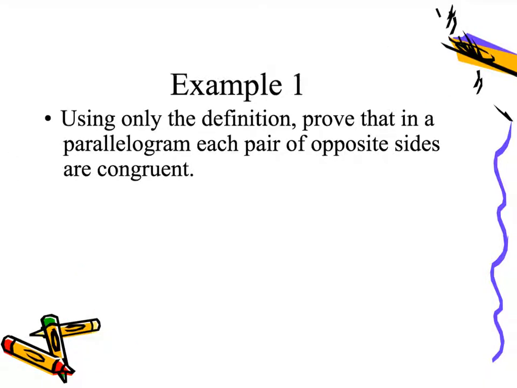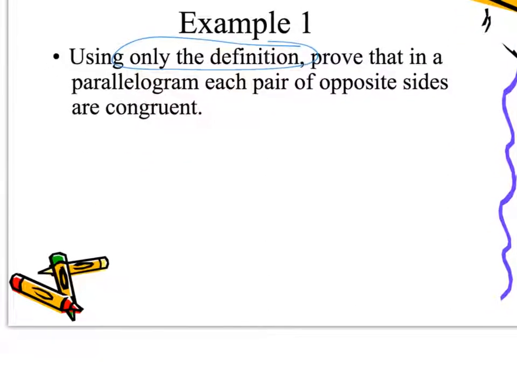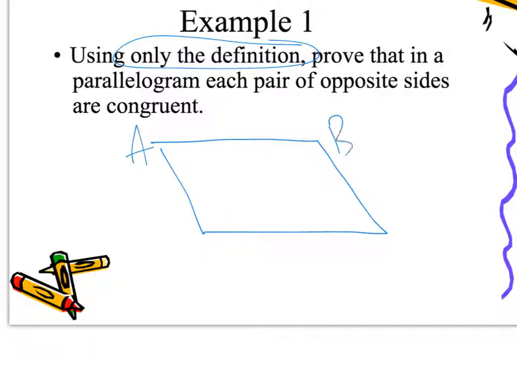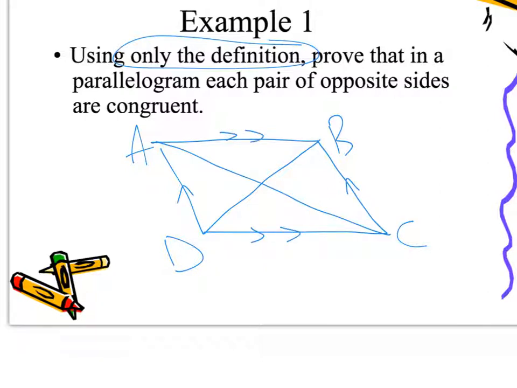So this example here says using only the definition, prove that in a parallelogram each pair of opposite sides are congruent. So basically we're proving one of the theorems from the page before. Now I'm not actually going to go through the whole proof. I just want to go over the concept of it. So if I have a parallelogram A, B, C, D, I'll throw these diagonals in here. The definition is just that opposite sides are parallel. That's really all I've got for my information here. And I'm going to prove that theorem.